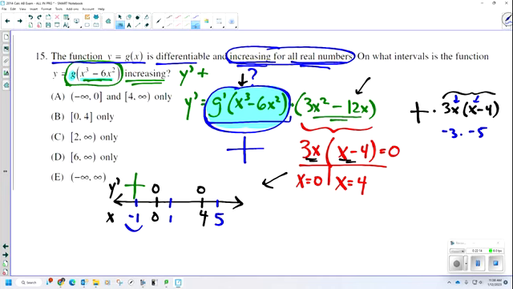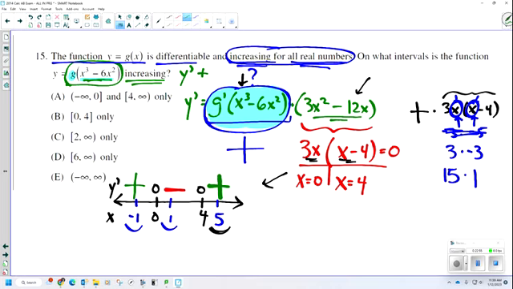Let's try throwing in +1 now for these x's. If I throw a +1 here, I get 3 times, if I throw a +1 in for this x in the parenthesis, -4, I get a -3. +3 times a -3 will give me a negative value in between. All right, well, let's try the number 5 now. If I throw a 5 into this x, 3 times 5 will be a +15. And if I throw a 5 into my x minus 4, that gives me a +1. +15 times a +1, well, it's +15.